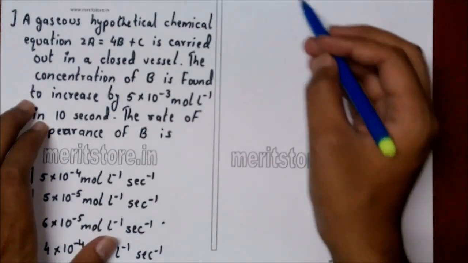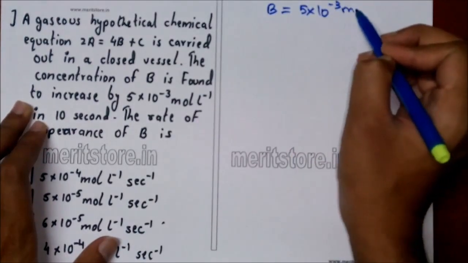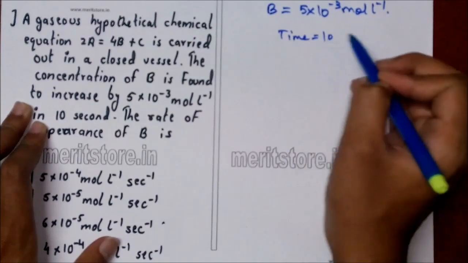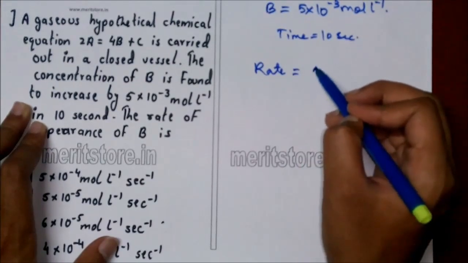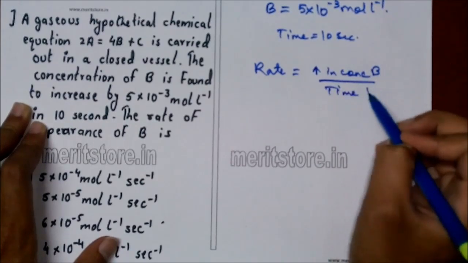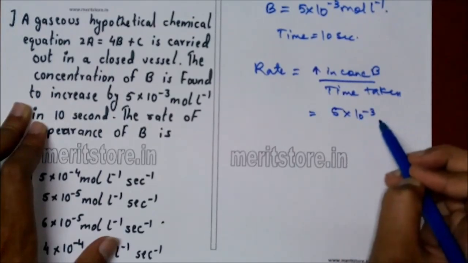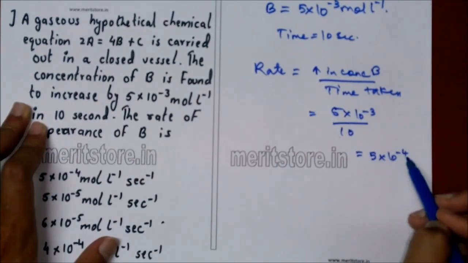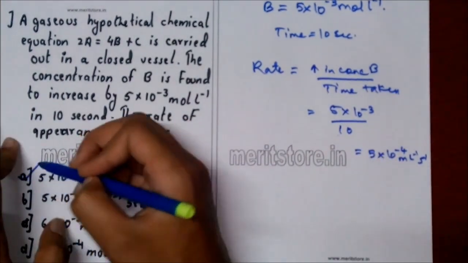The increase in concentration of B is given to us as 5 into 10 raised to minus 3 mole per liter, and time is given as 10 seconds. So the rate of appearance of B is equal to increase in concentration of B upon time taken. So this is equal to 5 into 10 raised to minus 3 mole per liter upon 10 seconds, which is equal to 5 into 10 raised to minus 4 mole per liter per second. So our option A is the correct option.